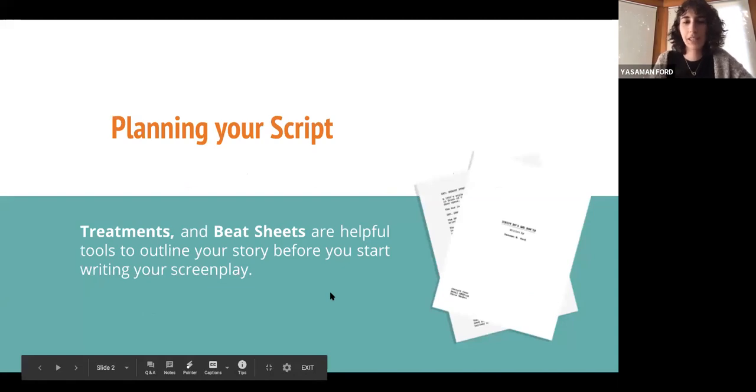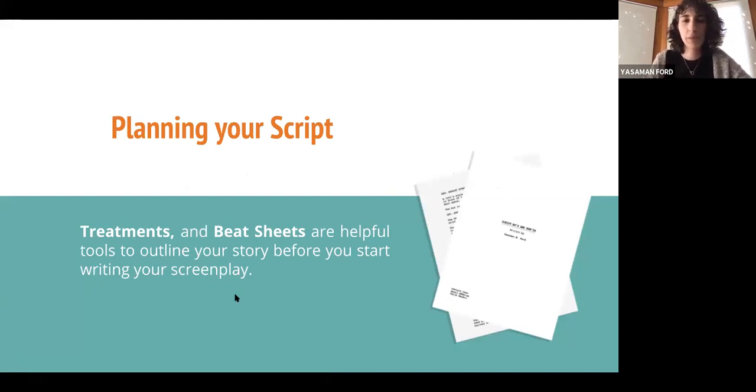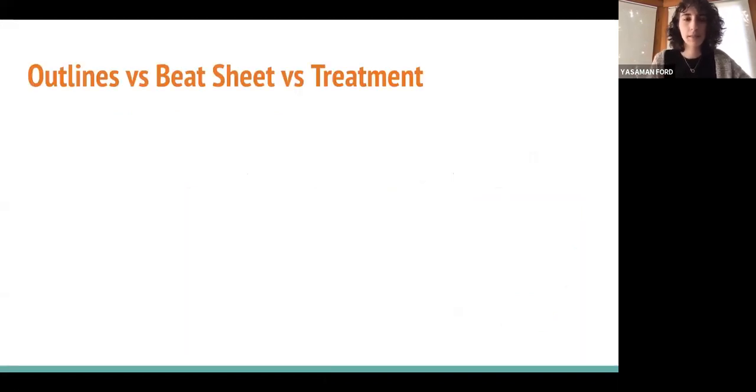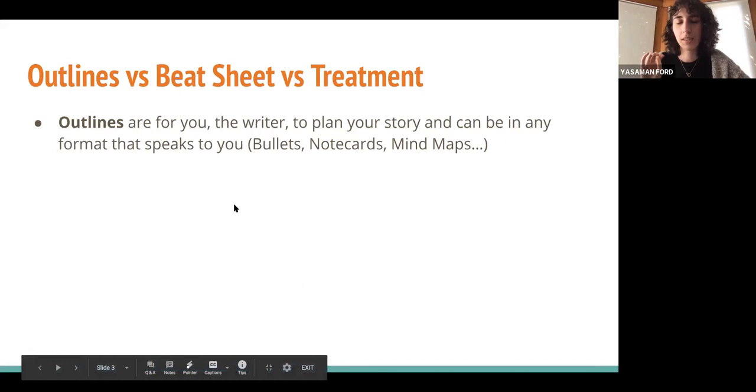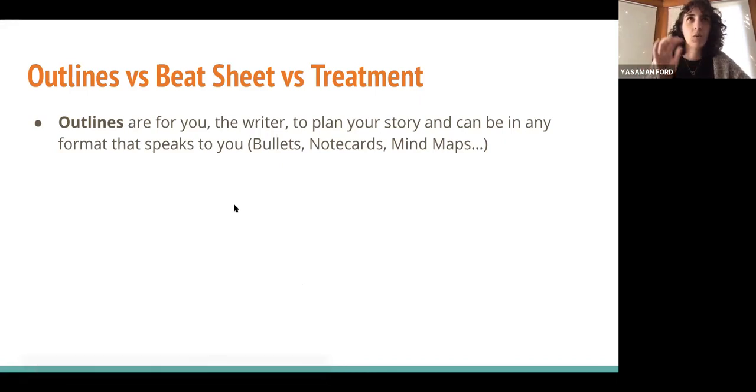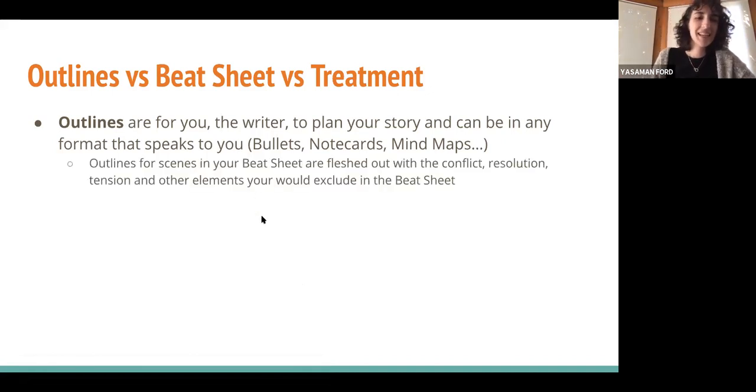Two really useful tools for planning your script are treatments and beat sheets, as well as outlines. Before I deep dive into beat sheets and treatments, I'm going to give a little overview of the difference between these things. An outline is whatever you want it to be. Usually just the writer is going to see it. It could be bullet points, note cards, you can draw it, but it's basically to get the story out. You could take what you like and put it in your script, or you could just throw out whatever doesn't make sense.